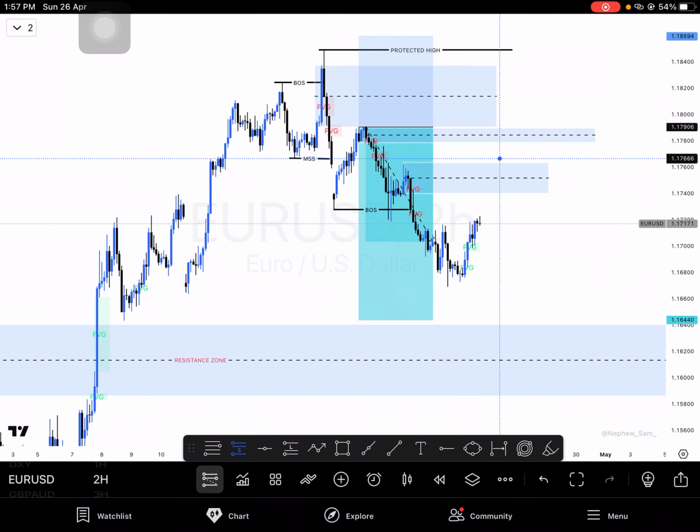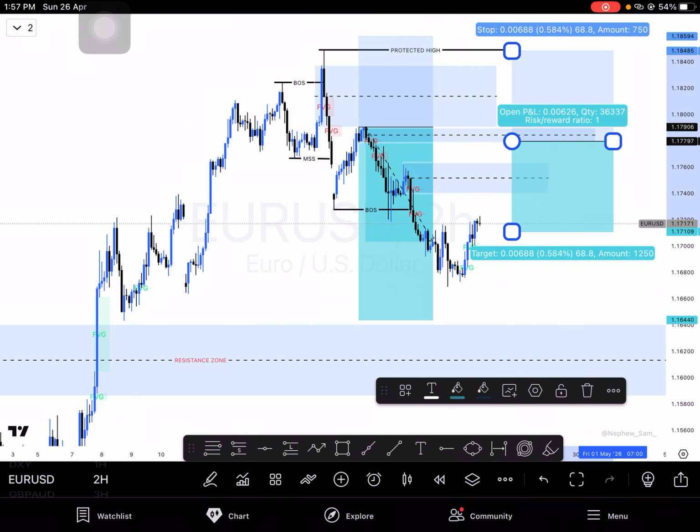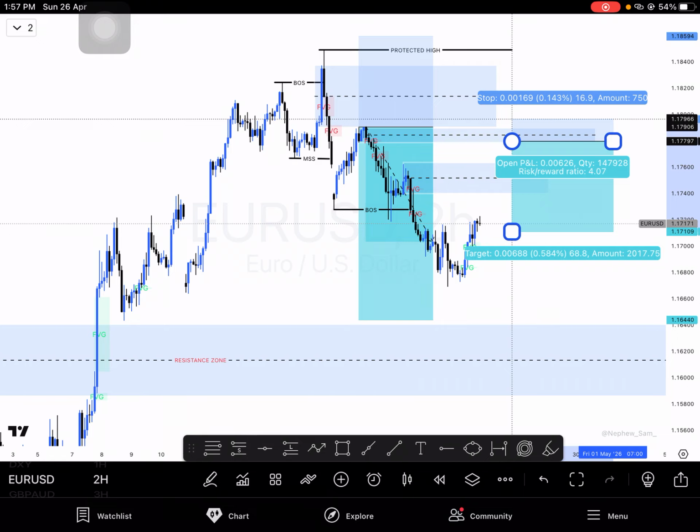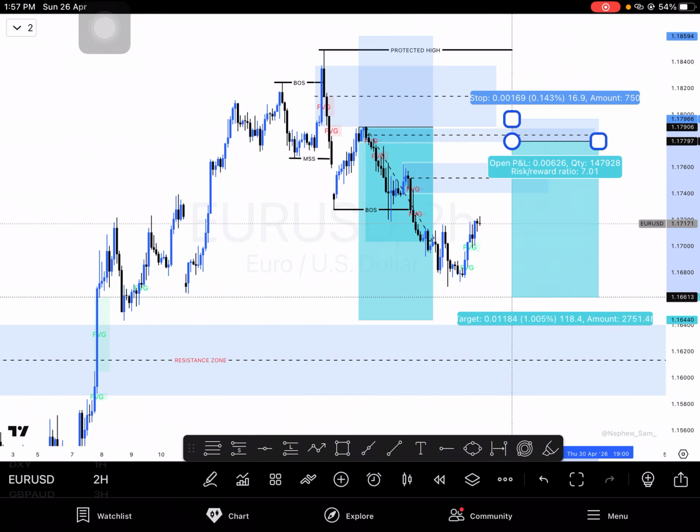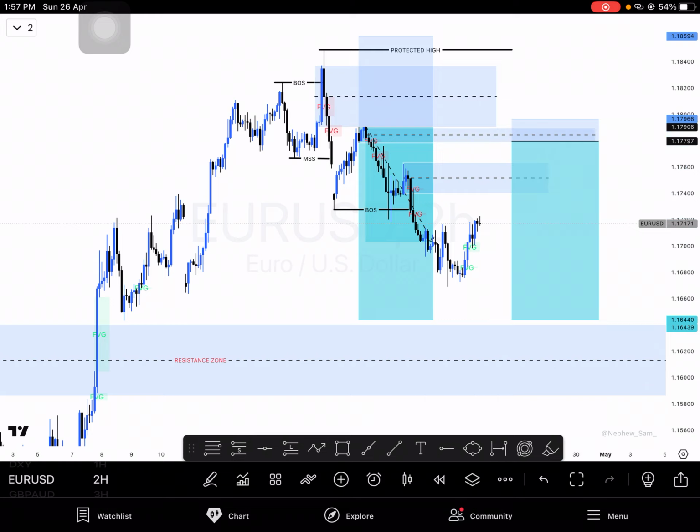Let's wait for this week market opens, then we see what is going to happen, right? Let's just wait and see what market is going to give us. So this is what I'm expecting on Euro USD this week.